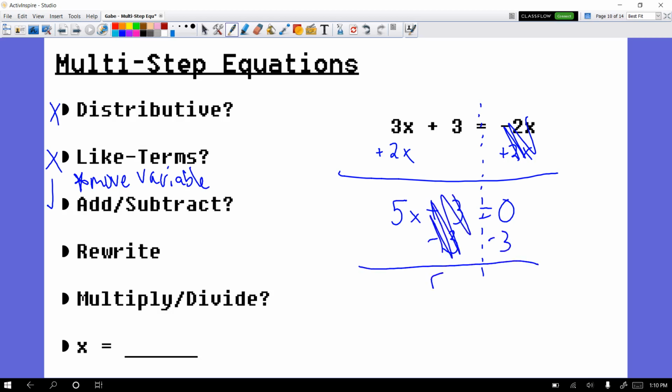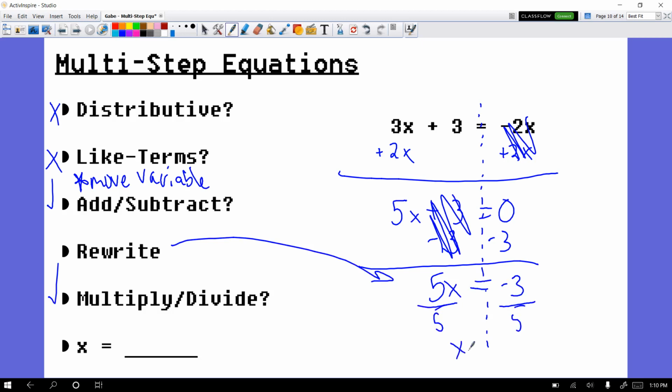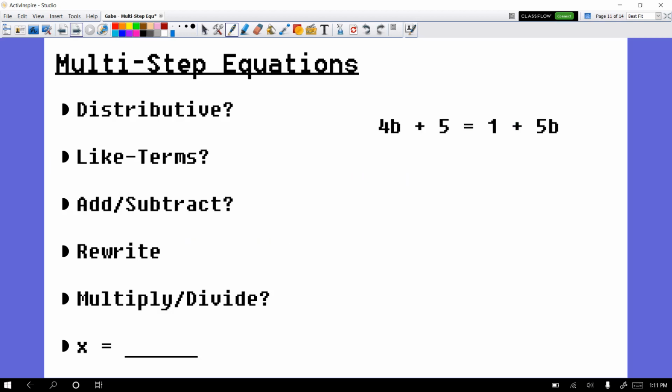We're finally set up to use the algorithms that we know. Rewrote it. Multiply or divide. I'm going to divide by 5 since we're multiplying by 5. X equals negative 0.6. That's why we understand the benchmark fraction conversions to decimals and decimals converted to fractions, because of answers like this. Negative 3/5 is the same thing as negative 0.6.